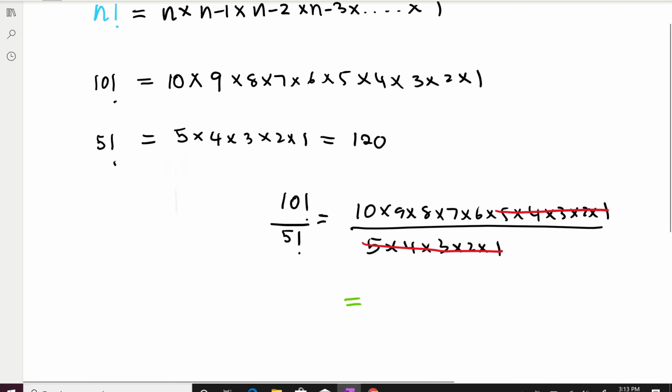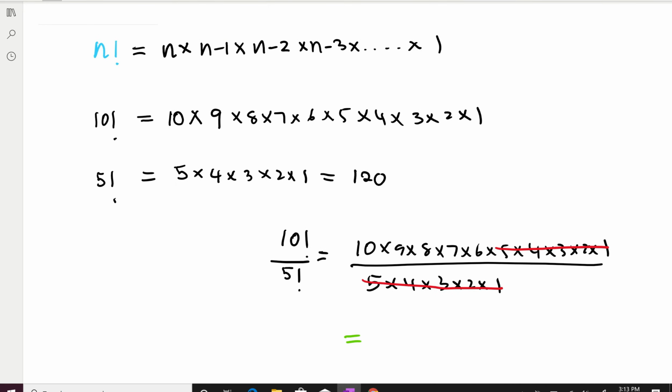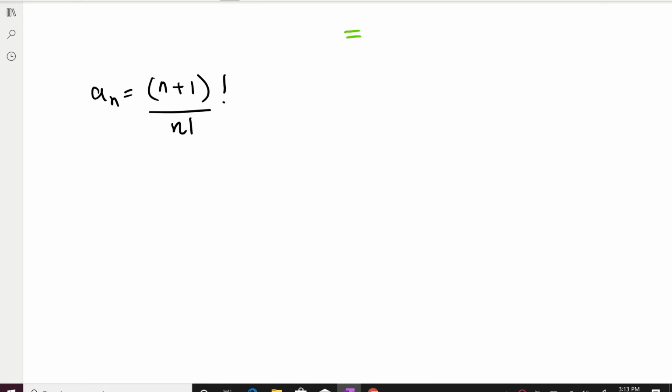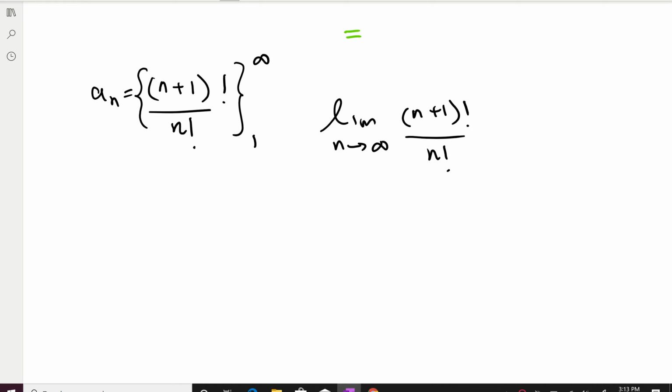Alright, so now we recall what a factorial is. Let's go to examples of sequences. Okay, here's my first example. The sequence is n plus 1 factorial divided by n factorial. Let's say the n values are going from 1 to infinity. Now if you want to know the convergence or divergence of the sequence, you have to find the limit. So let's find the limit: limit as n goes to infinity of n plus 1 factorial divided by n factorial.